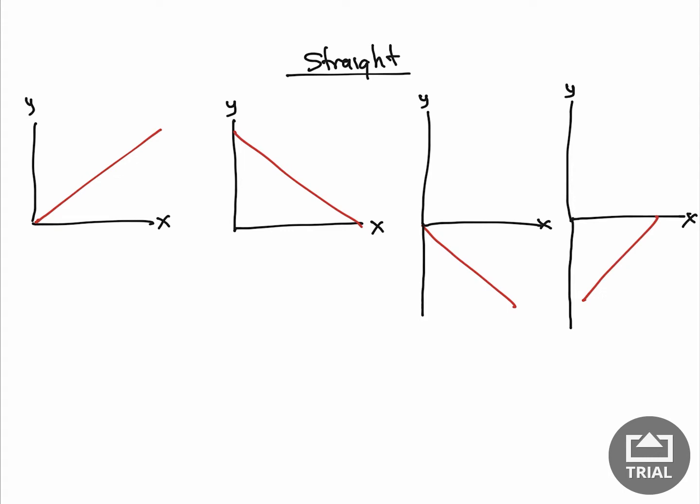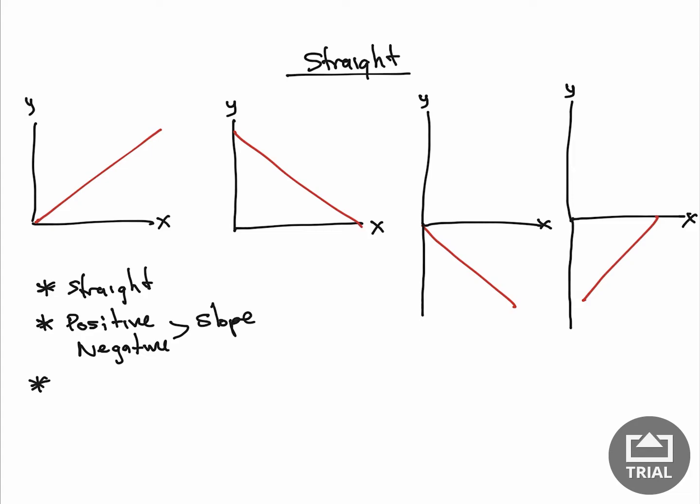Now, as you can see, guys, when you're dealing with a straight, you need to always identify that you're dealing with a straight line. You also need to understand that it could be positive or it could be negative. What I mean by that is it could either be positive or negative slope. And then you're dealing as well with a constant slope. So this is one of the main features of a straight line. There is always, always, always a constant slope.